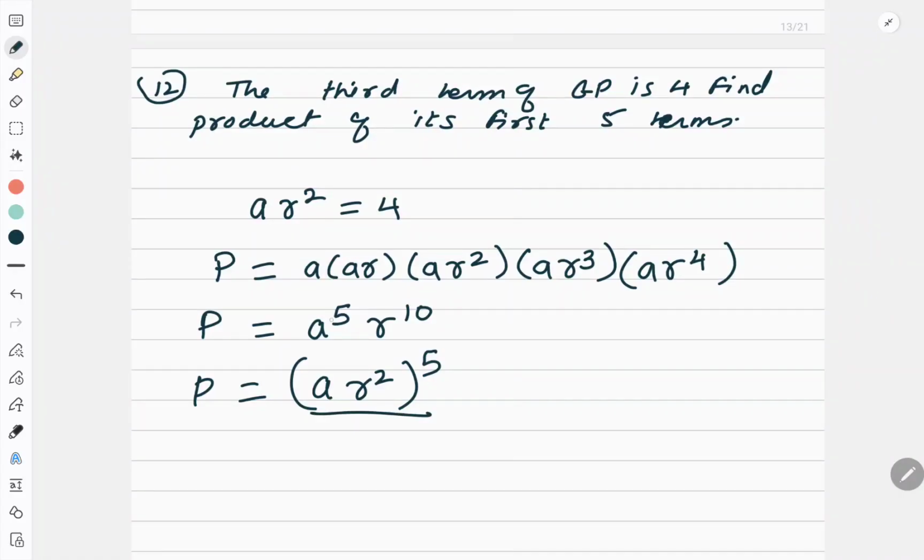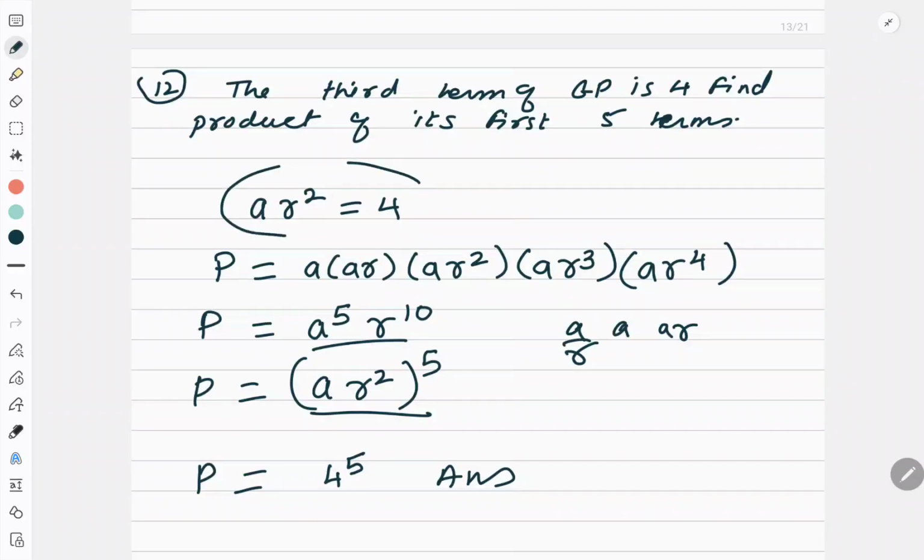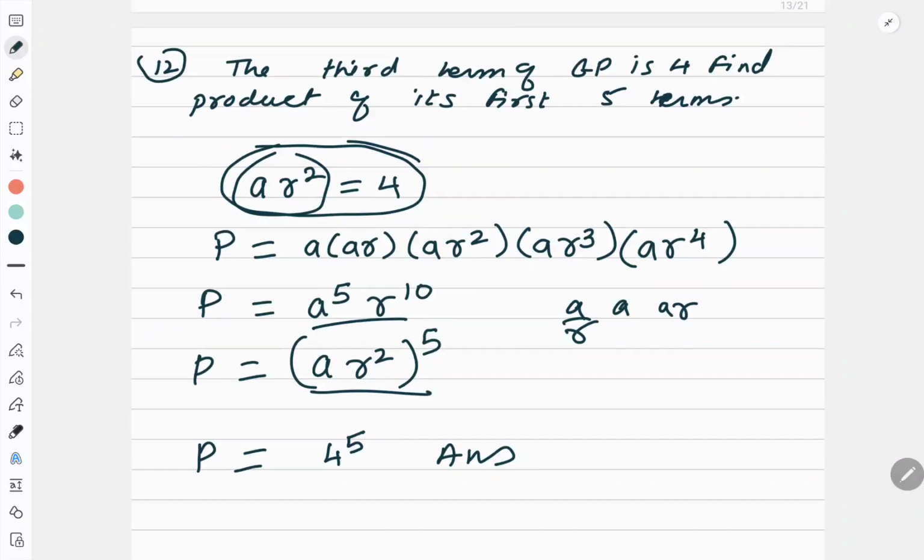Now check this and this is same. And what is the value of ar square? ar square is 4. So 4 to the power 5 becomes my answer. Correct. Now here what common mistake do students make? They consider the terms as a, then next term ar, and the remaining a by r. But since they have given me this value, I need to express my P in terms of ar square. Otherwise, all r will get cancelled and you won't get anything. Okay, so this is how you have to think. Right? Now let's move to the next question.